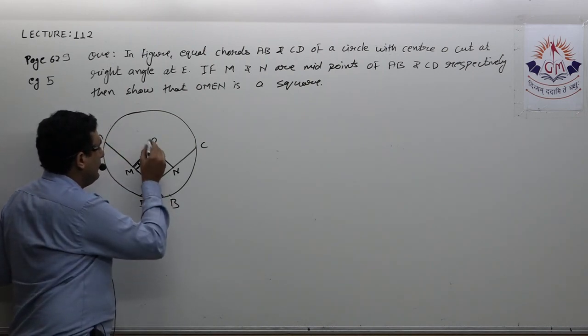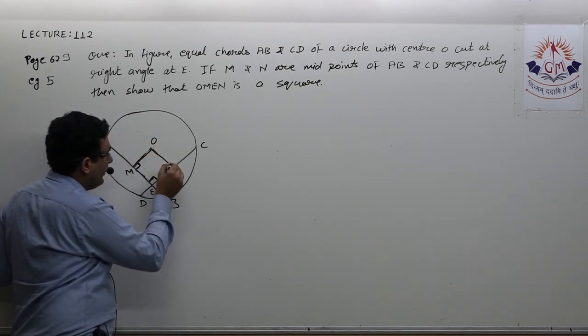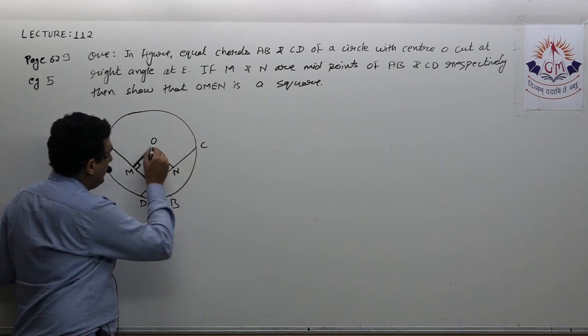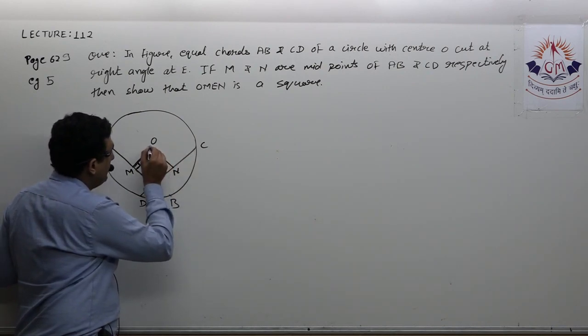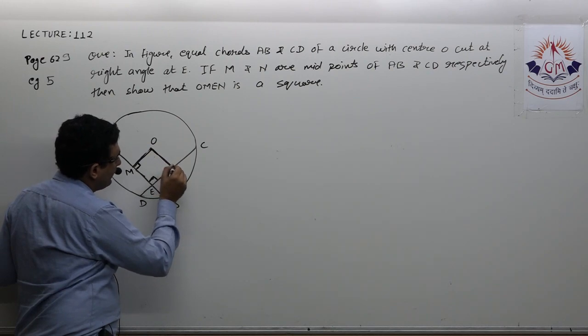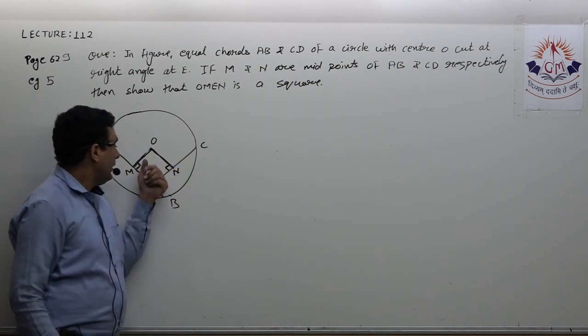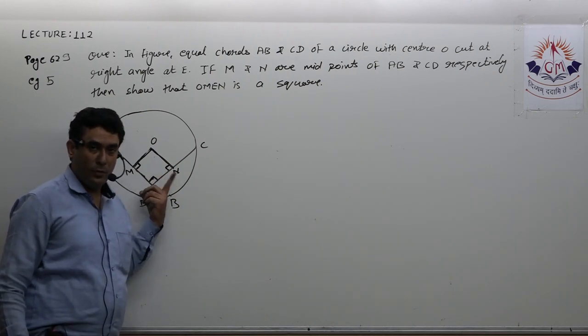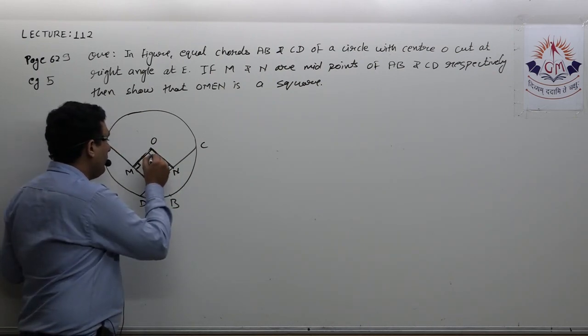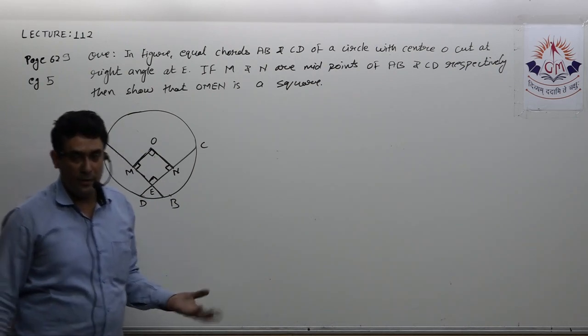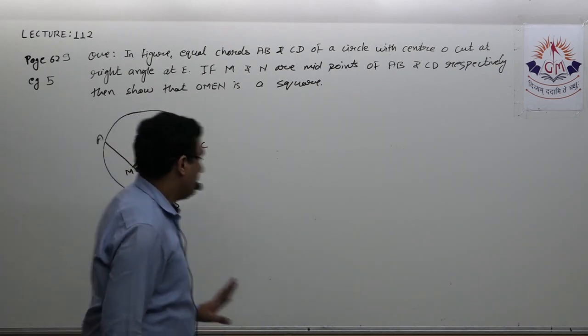Similarly, for this chord, N is midpoint of the CD. So line segment joining the center and the midpoint of the chord is perpendicular to the chord. So this angle is 90 degree. As three angles of this quadrilateral are 90 degree, obviously the fourth one will be 90 degree, so we can say it's a square. That is one way.